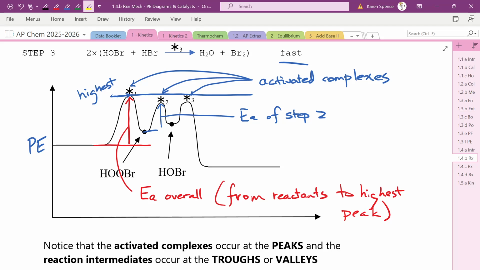And if you notice, the activated complexes are at the peaks. What's in the valleys? Reaction intermediates. Okay, so our reaction intermediates are in the troughs or the valleys. If you haven't heard of a trough, it's basically just something shaped like that, like a valley.